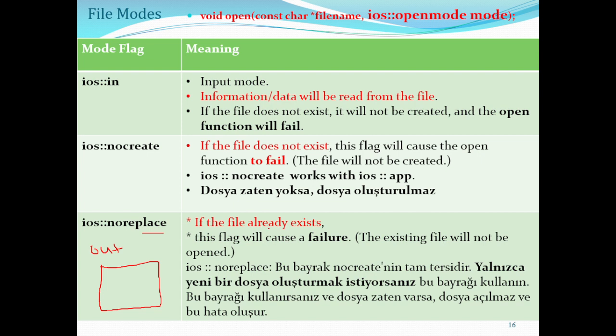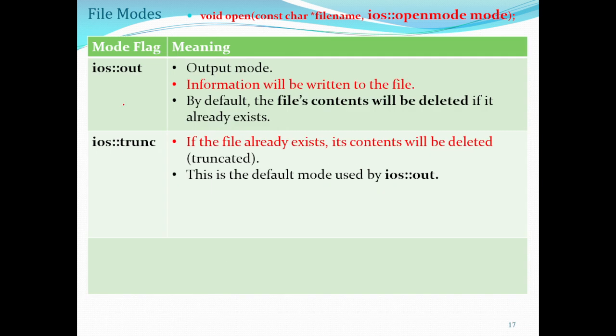If the file exists and there is something in it, this flag will tell us that there is a failure. So an existing file will not be opened, which means we are not deleting anything. Next, out. This is the opposite of ios::in.